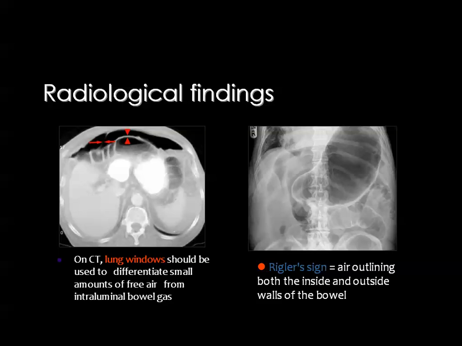Then one of the signs that help you to diagnose pneumoperitoneum in the supine position is known as the Rigler sign. Rigler sign means that you can see the wall of the bowel. As here you can see the wall of the stomach, you can see the wall of the jejunum, and this is not feasible unless there is air outside the bowel, meaning that air in the peritoneal cavity. Then the wall will appear in between air in the bowel and air in the peritoneal cavity. This is known as the Rigler sign.